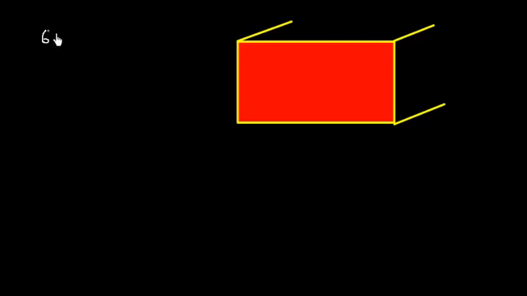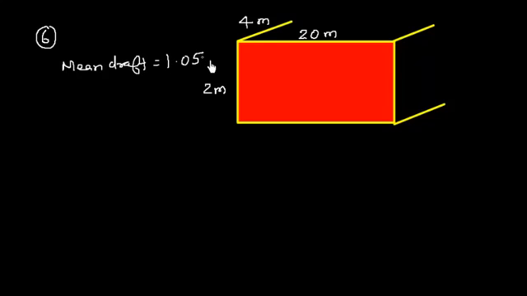So let us do this problem number 6. Here a box-shaped vessel is 20 meter into 4 meter into 2 meter. This is the dimension of the box-shaped vessel and has a mean draft of 1.05 meter in salt water.